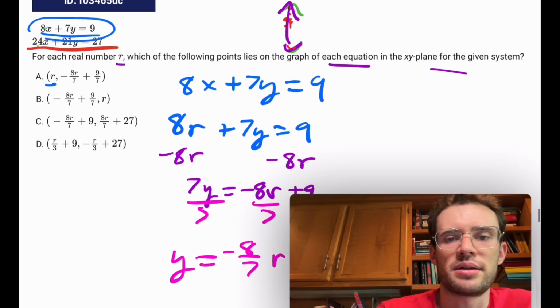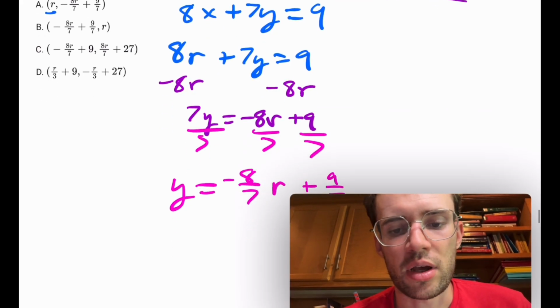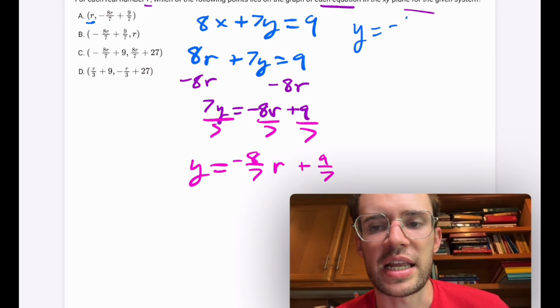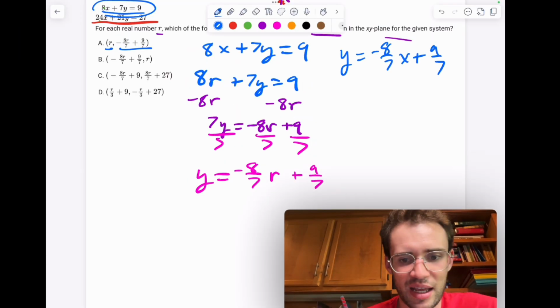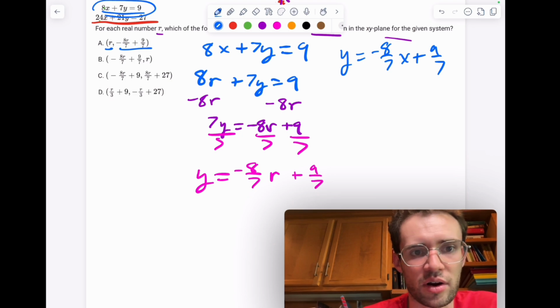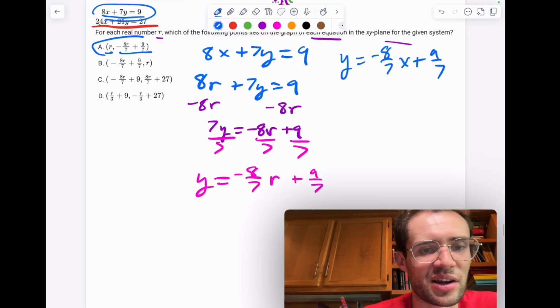Right, and if you want to write this original equation in slope-intercept form, it would be the same thing except x in place of r. So it would be y equals negative 8/7 x plus 9/7, like that. And just looking at it, that's what the y value should be: negative 8r over 7 plus 9/7. So without doing any more math, I already know it's going to be A.